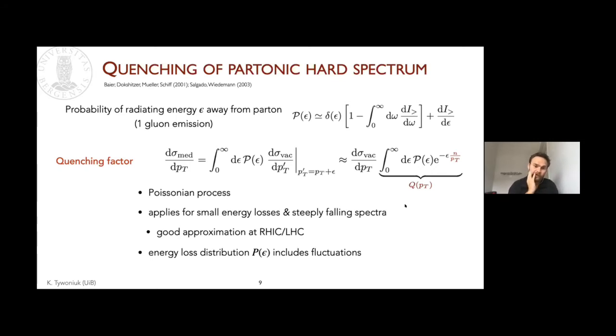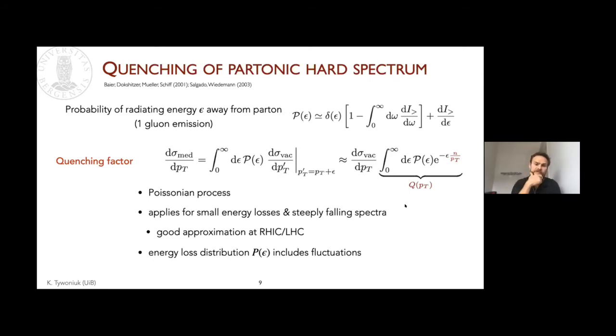So if dσ is a partonic spectrum, I would simply put this partonic probability of losing energy next to it, and convolve it together with the spectrum, where now my initial vacuum spectrum, in quotation marks, vacuum meaning the hard spectrum that would appear in the same way in vacuum and in medium, is shifted by an amount pT plus epsilon. So in the end, we see that this is a convolution.